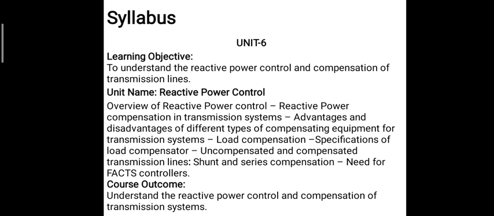So, these are all about power system operation and control, briefly. In depth, we are going to learn unit wise.